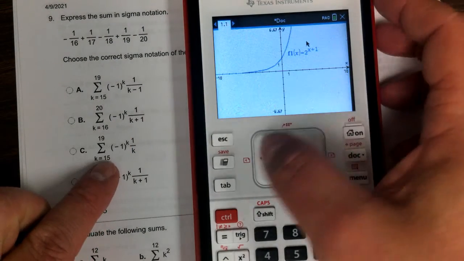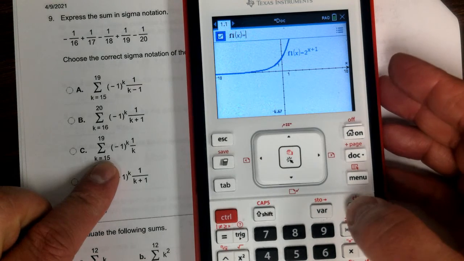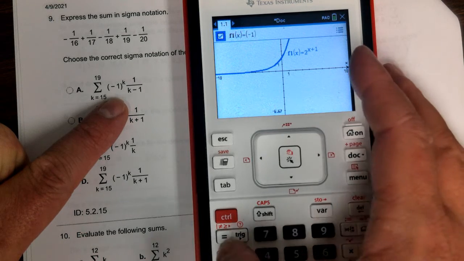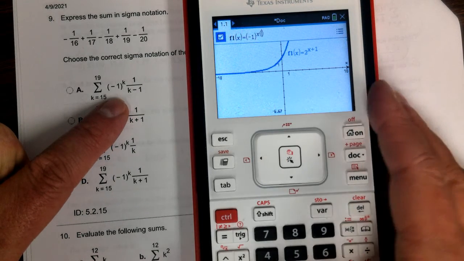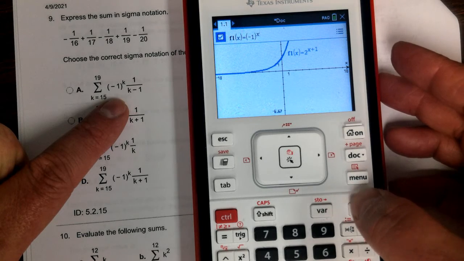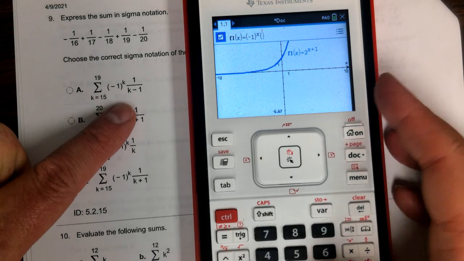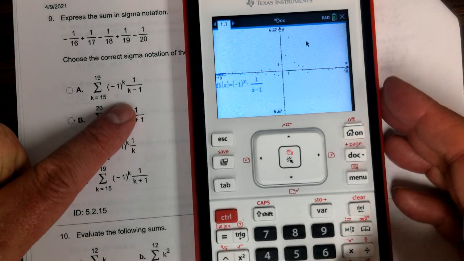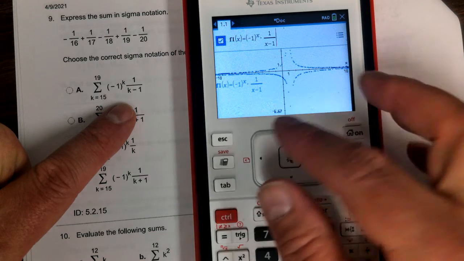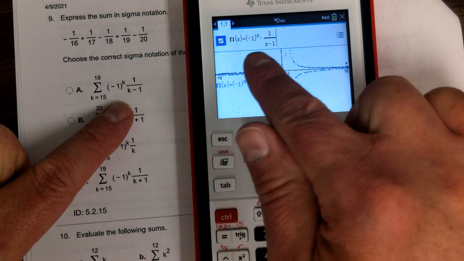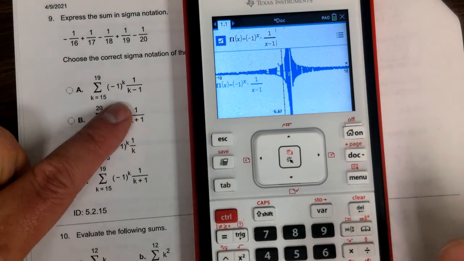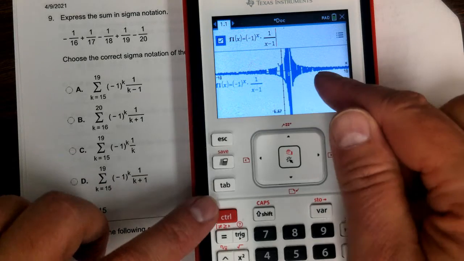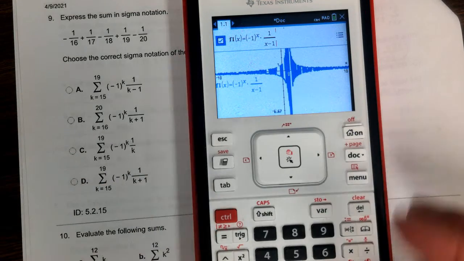So, for example, negative 1 to the x power times 1 over x minus 1. So first off, just make sure you typed it right. Let's see, negative 1 to the x times 1 over x minus 1. Okay, it is. Now, it goes up and down a whole lot, but don't worry about that. We care about the table.